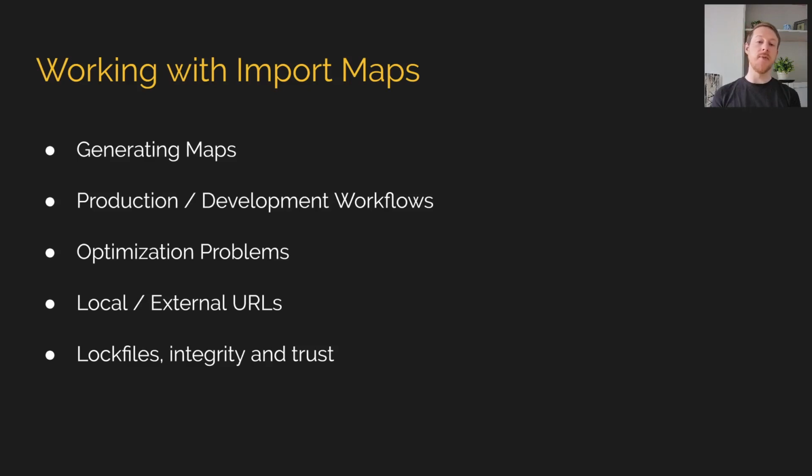There's also the question of local versus external URLs. Is that import map going to reference directly on a CDN or not? And when you're doing that, how we're handling things like lock files, integrity, and trust. The workflows are very different to the existing package management workflows that we have with NPM today. So how do those adapt? In a short 25 minutes, I can't actually go into much of these topics in much depth. I'm going to focus mainly on just a few of these cases and hopefully get a few ideas across there.